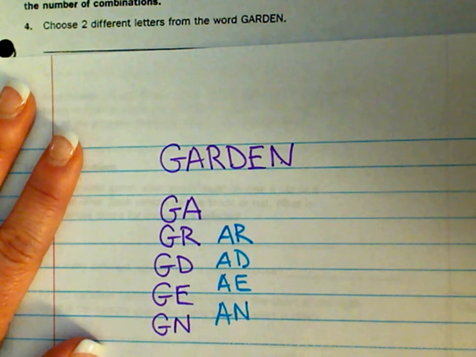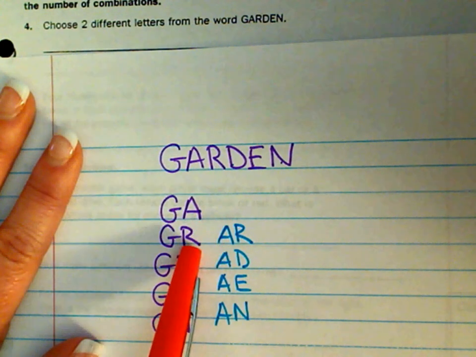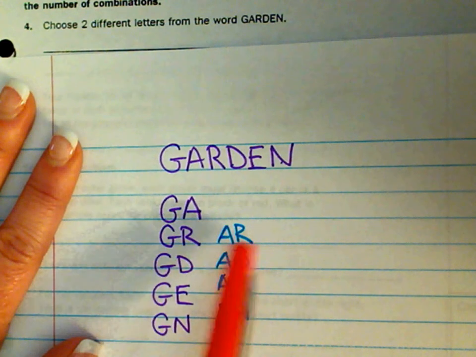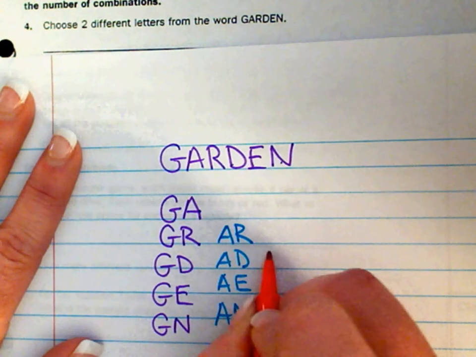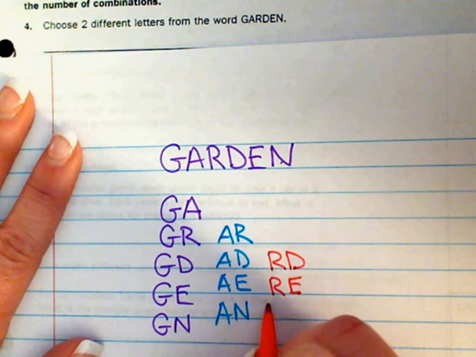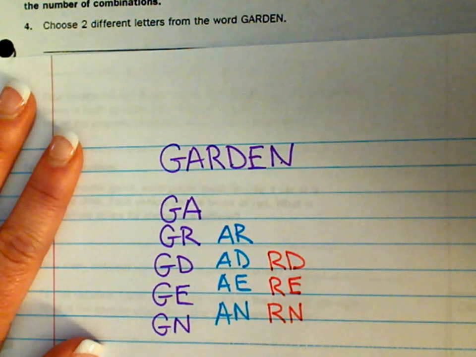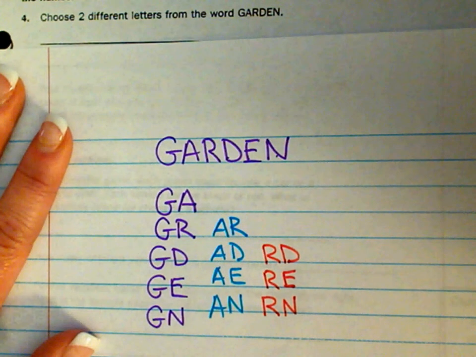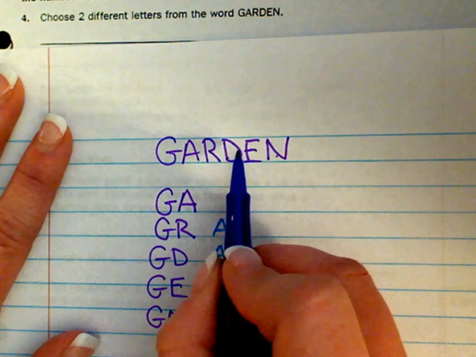Then I go to R. Again, I don't want to go backwards because I already have RG. I don't want to go back because I already have RA. I can go forward with RD, RE, and RN. There's another pattern emerging here. It's not the same type of pattern, but as you can see, we're missing 1 every time. We're getting smaller.